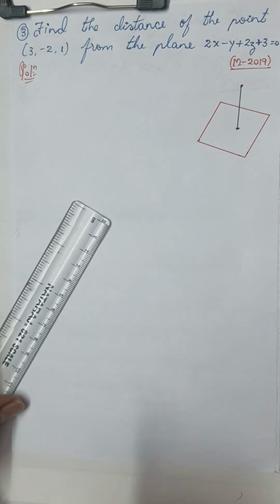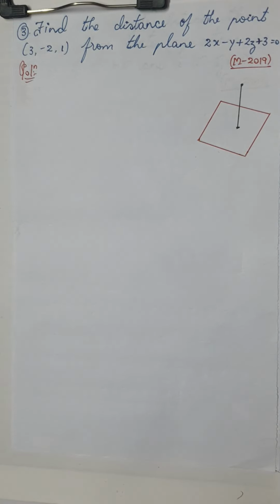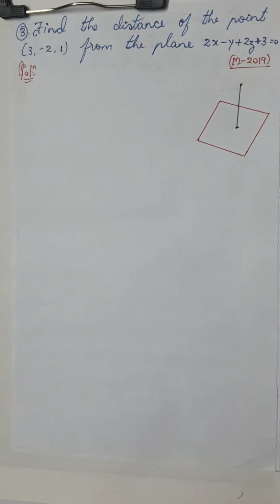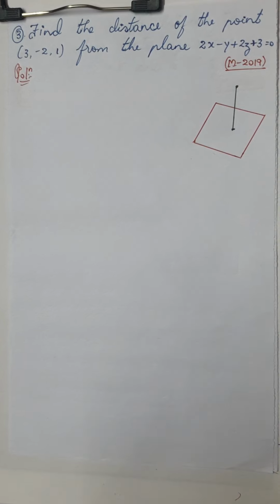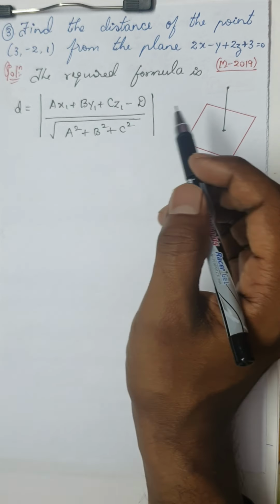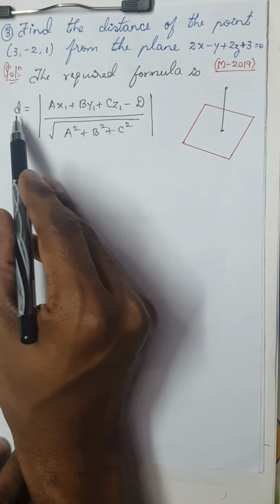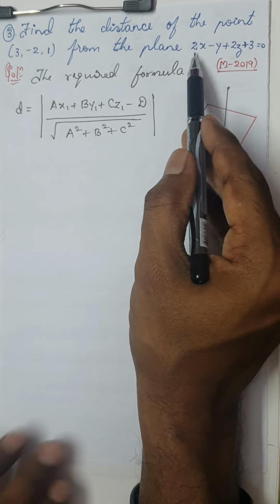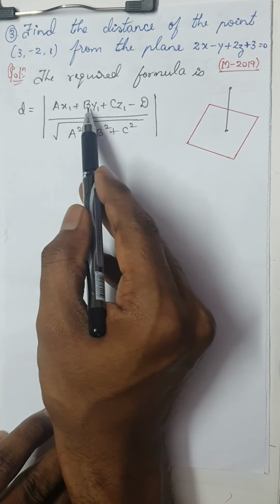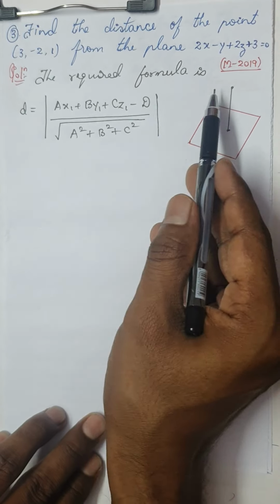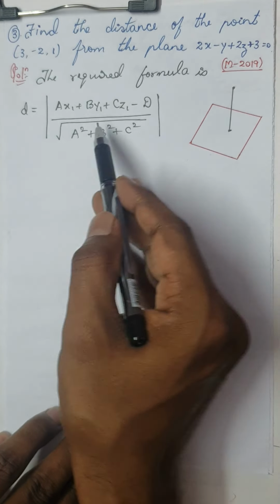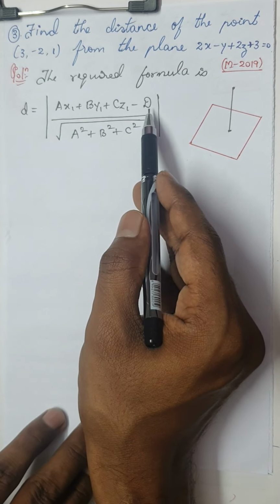Okay, you need not write the diagram, you can directly go on to the formula. You can directly solve it. So the required formula for the distance d: we know the equation of the plane is usually denoted by ax plus by plus cz is equal to d, or minus d is equal to 0. So I've taken the given equation here.